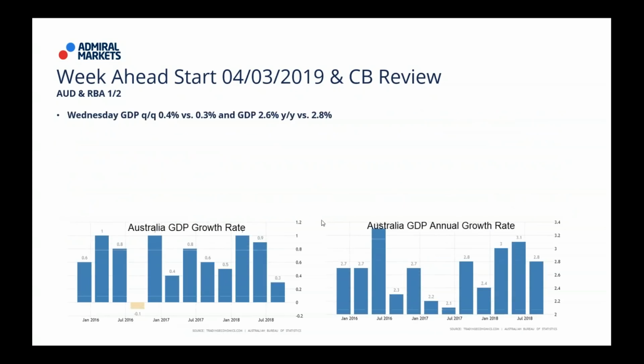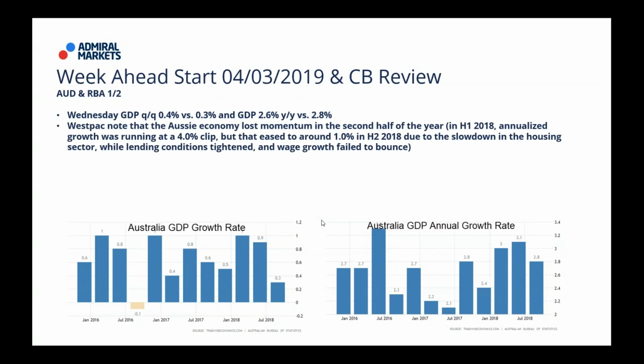Wednesday, GDP, 0.4 versus 0.3, and GDP on a year-by-year basis, 2.6 versus 2.8. Again, the same scenario. What is more relevant, quarter by quarter or the annual number? I tend to first look at quarter by quarter or month by month, and then the annual development. And then I gauge the reaction by the market. The market tells me how it interprets the numbers. So I listen to the market.